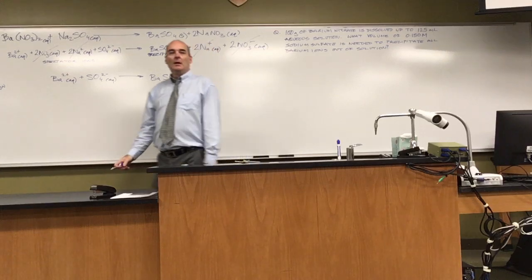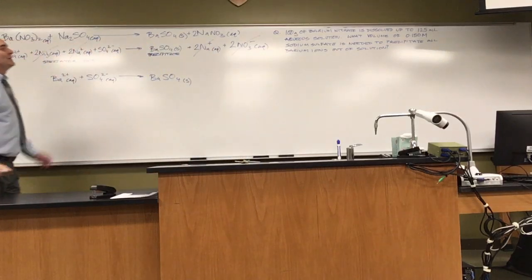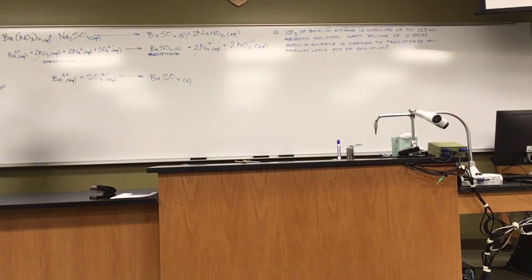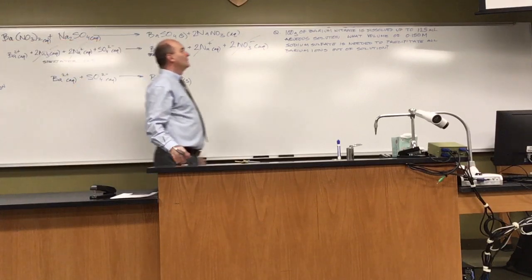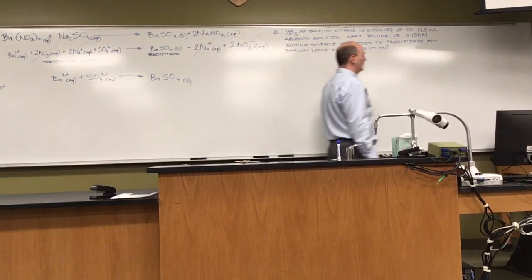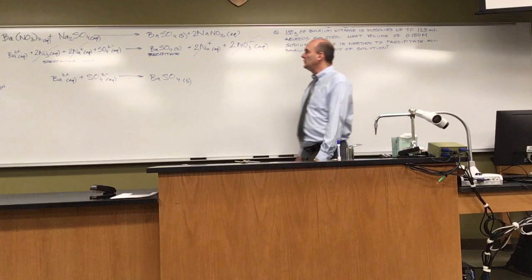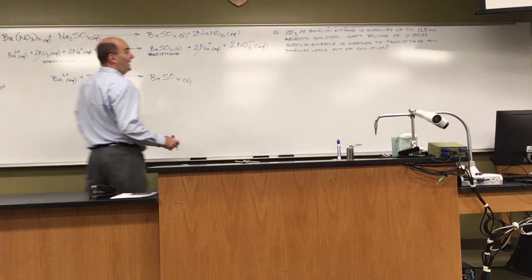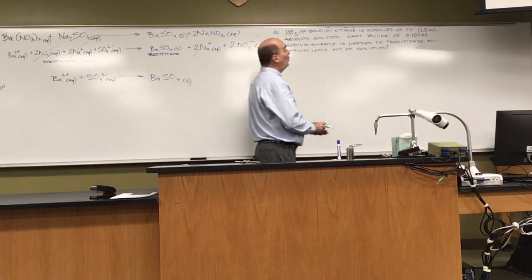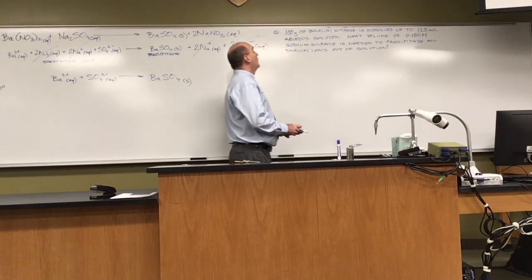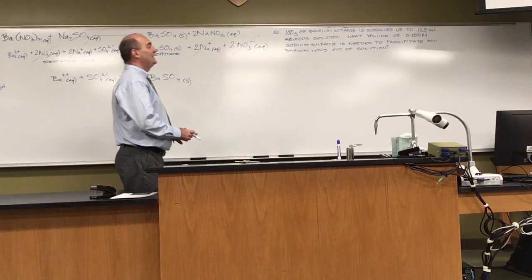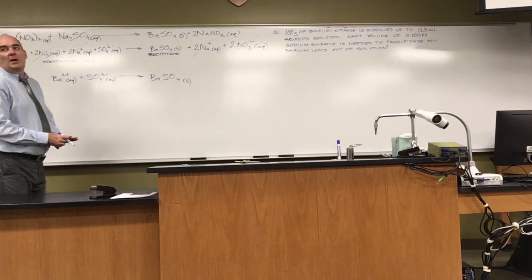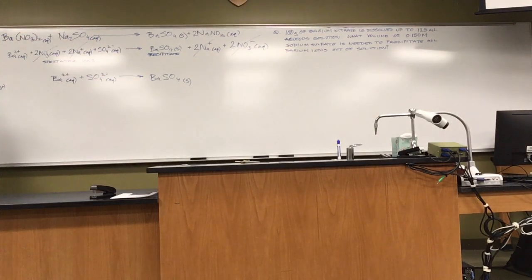Okay. I have 100 grams of barium nitrate. I'm dissolving it up to 125 milliliters of aqueous solution. What volume of 0.150 molar sodium sulfate solution is needed to precipitate all the barium ions out of that solution? Okay.